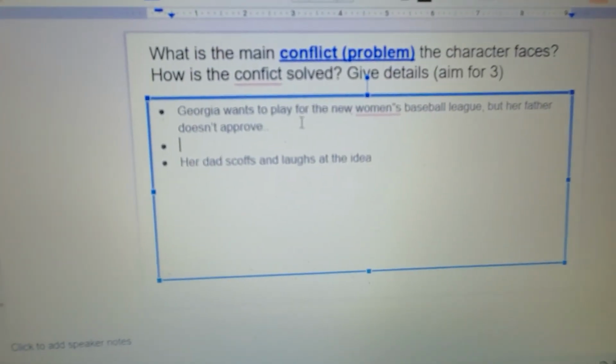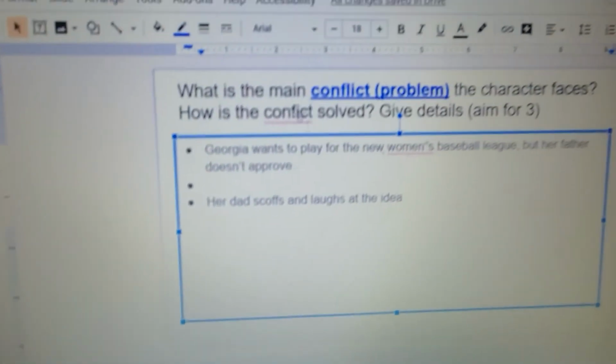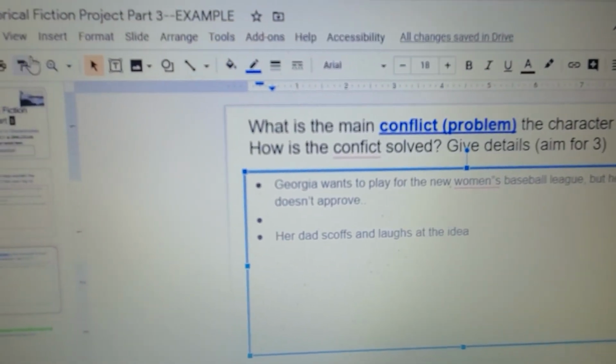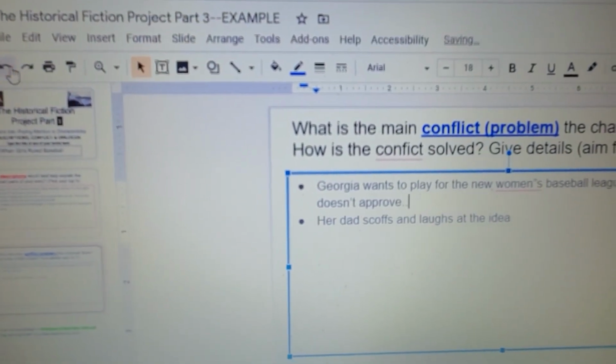Now, how is it solved? Her mom, oops, didn't want to do that. Let's undo that. Remember, any mistakes, you can always undo it.